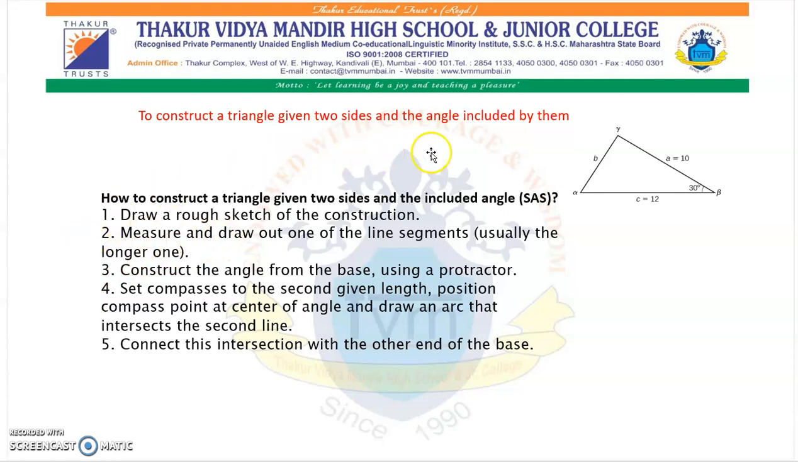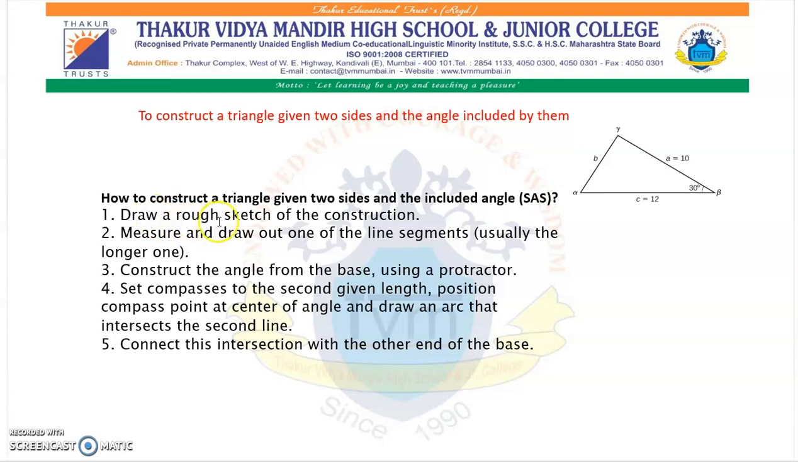Now, to construct a triangle given two sides and the angle included by them. Means in this, two sides will be given. You can observe in the given figure, two sides are there and one angle is there. So now you have to see the steps of construction.